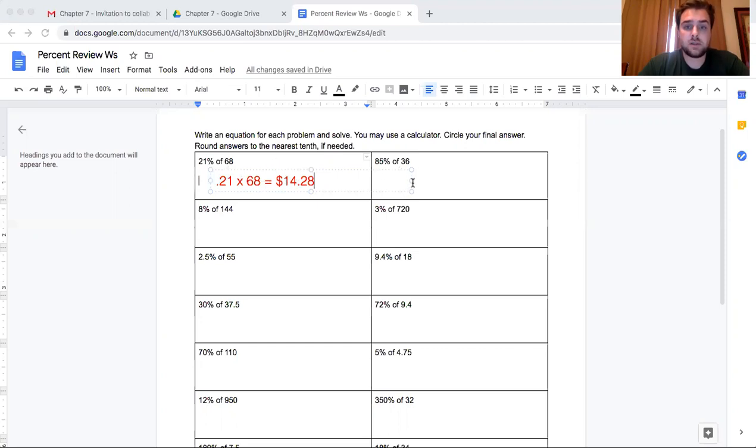Okay. Now, same thing. Let's look over here. Now 85%. Take that, go from the percent mark, and just go over 2 decimal places. So now it would be 0.85 times 36 equals, now this is where you grab your calculator, $30.60. So that'd be a nice chunk of change off of the full price.